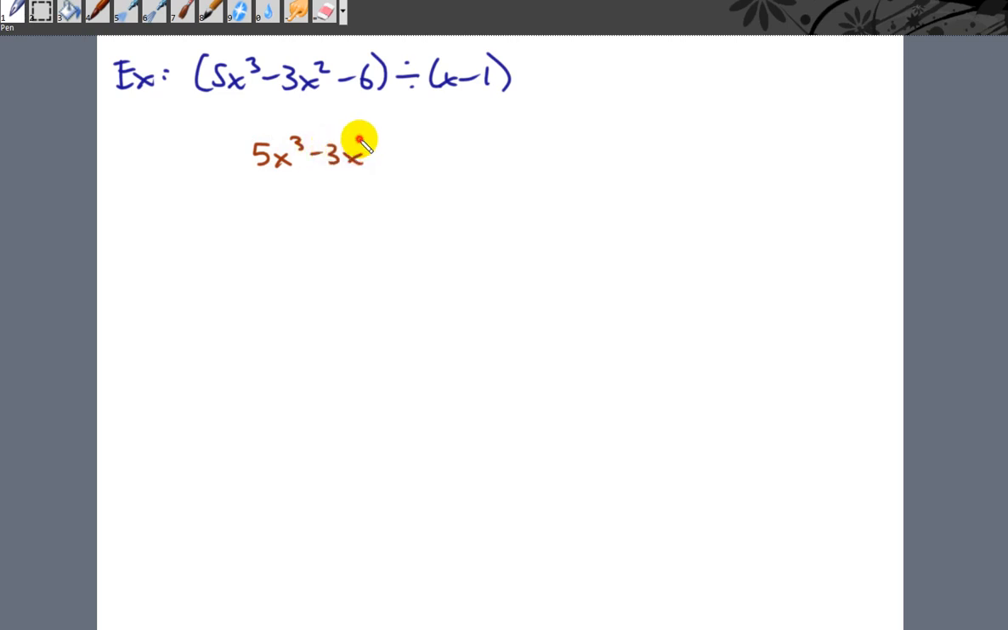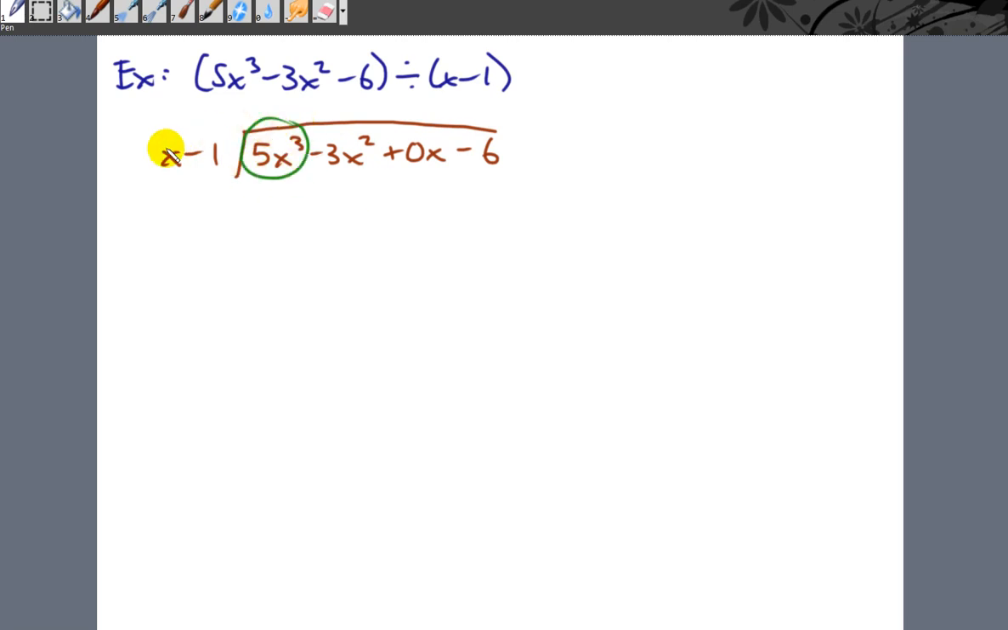Okay? So let's say I give you something like 5x cubed minus 3x squared minus 6, and we divide that by x minus 1. Okay, so if I give you something like this now, as you can see, we got to look very carefully at our terms. So as you can see, we're missing an x term. So what that means is when we go ahead and write this, we have 5x cubed minus 3x squared plus 0x minus 6, and we divide this by x minus 1.